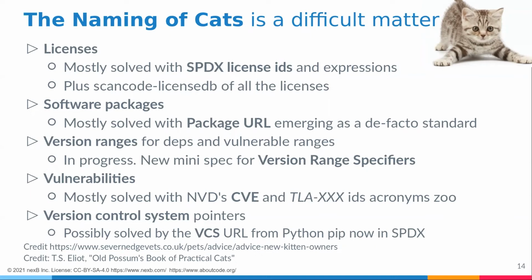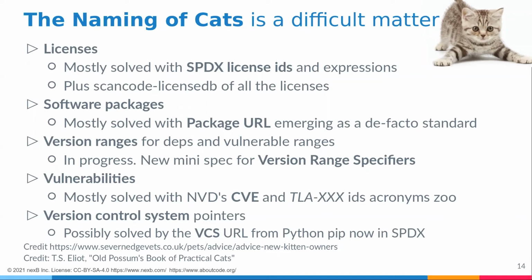For version range, I've just started to work on a new mini spec that will be complementary to package URLs to have a unified notation, something super simple, but a unified notation for version range, such that when you say this package version should be superior or equal to this package version, there's no five ways to express that, but just one.